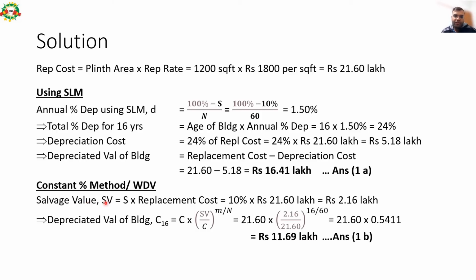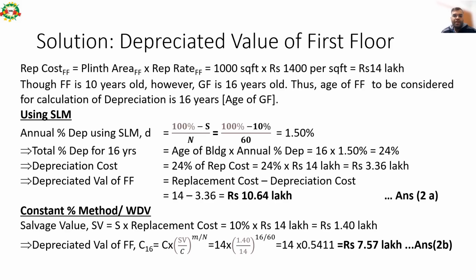So depreciated value of the building after 16 years is equal to RCN multiplied by salvage value divided by RCN, raised to power M divided by N. M is age, N is life. All these figures have been given in the question, or we have calculated above. So total depreciated value of the building is equal to 11.69 lakhs using WDV method. So now calculate depreciated value of the first floor.